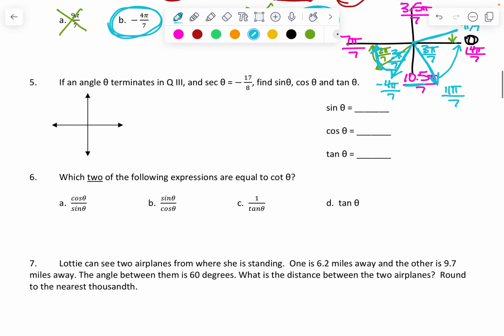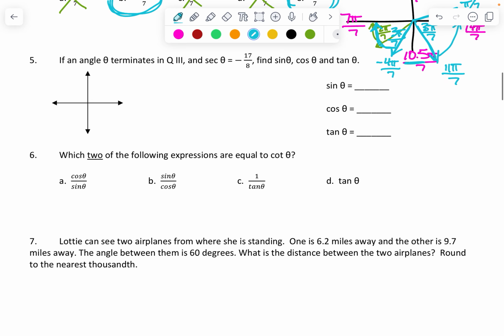Question number 5 says, if angle theta, that's a clue right there. Theta, I'm using degrees. It says it terminates in quadrant 3. Okay, let's do this. Q3. When you're in Q3, this is all from the question I answered earlier in part 1, your x and your y are both negative because you had to go left and you had to go down to get there.